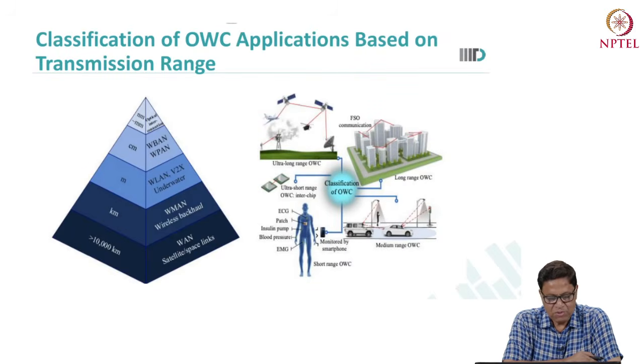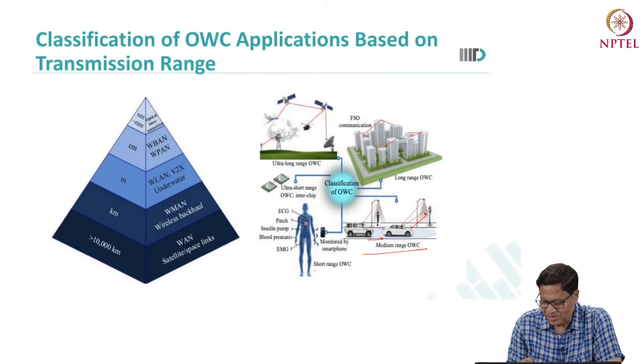This is a pictorial view of the applications here. As you see here, this is medium range, which is car-to-car communication, or car to traffic light communication. This is short range optical wireless communication, wherein all these body parameters, if there are body sensors, can be monitored by a smartphone. This is an example of short range optical wireless communication. This is an example of interchip communication, ultra short range.